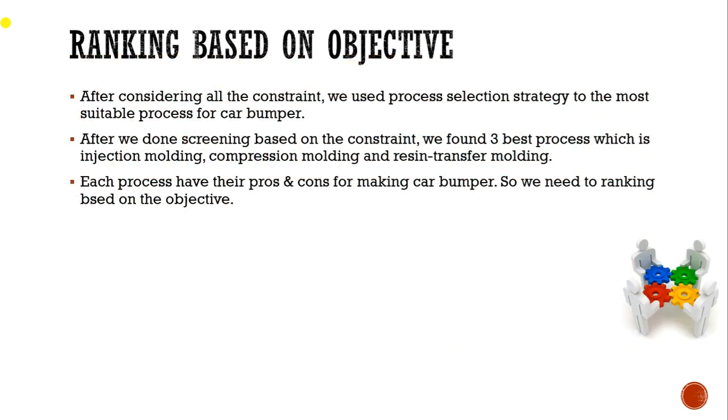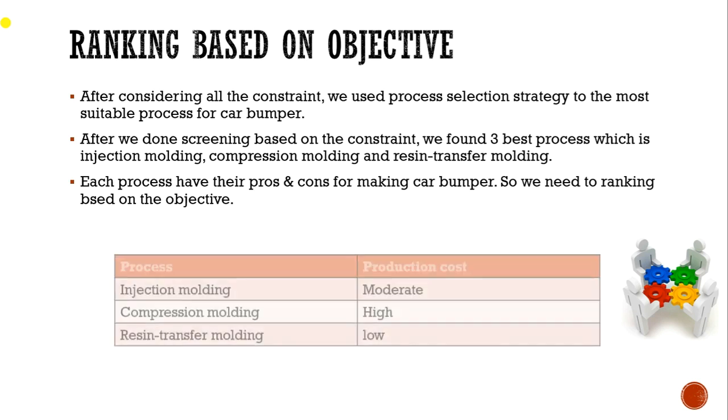Ranking based on objective. After considering all the constraints, we use the process selection strategy to find the most suitable process for a car bumper. After we are done screening based on constraints, we found the 3 best processes, which are injection molding, compression molding and resin transfer molding. Each process has its pros and cons for making a car bumper, so we need to rank them based on the objective so that we can finally finalize the best process to manufacture the car bumper.